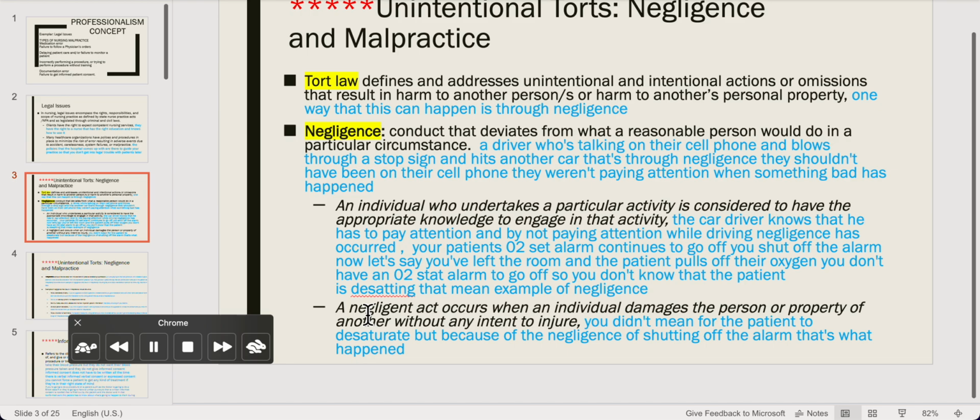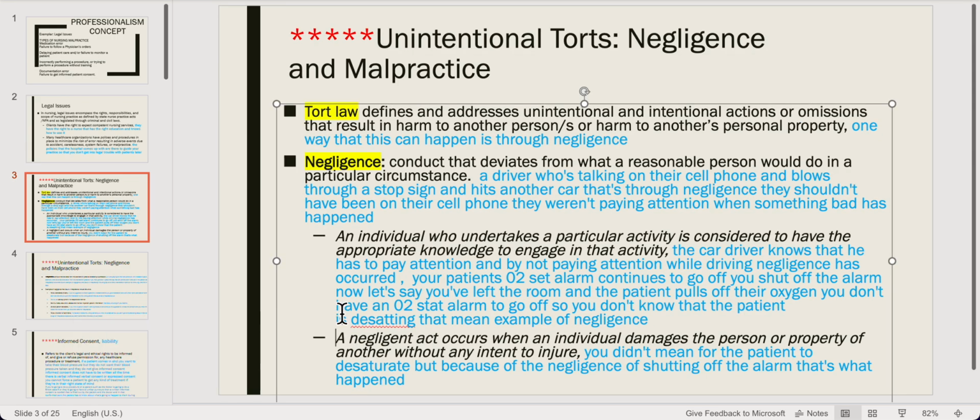Your patient's O2 sat alarm continues to go off. You shut off the alarm. Let's say you've left the room and the patient pulls off their oxygen. You don't have an O2 sat alarm to go off, so you don't know that the patient is desatting. That's an example of negligence.